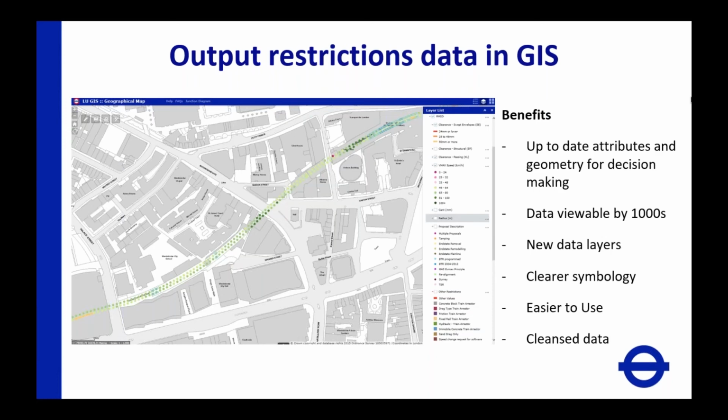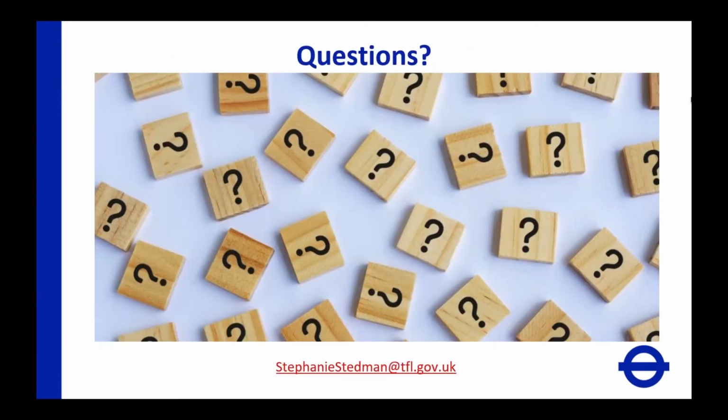And in general, we've tried to make the data easier to use with clearer symbology, easier attributes that are simpler for people to understand. And yes, a cleansed data set that people can rely on and know that what's actually there is definitely true. And yeah, that's it. So if we've got any questions.